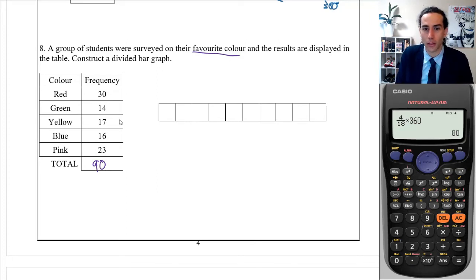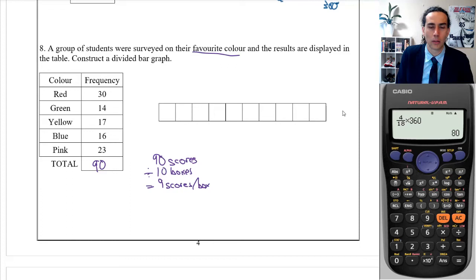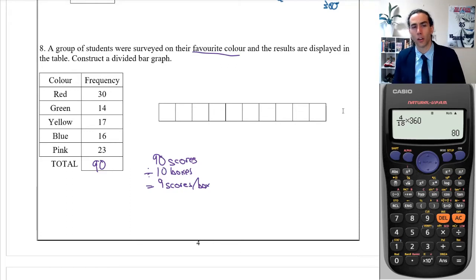How many squares they give us? 1, 2, 3, 4, 5, 6, 7, 8, 9, 10. So 90 scores divided by 10 boxes. It's 9 scores a box. So, oh, that's not nice. That's not nice at all.